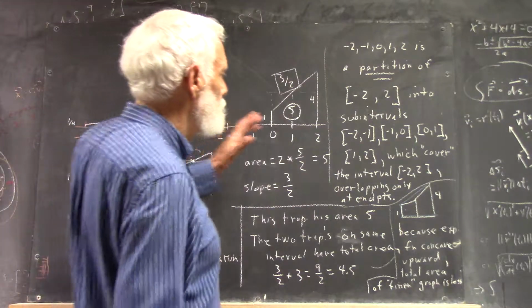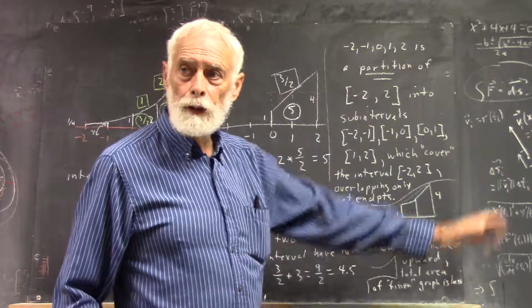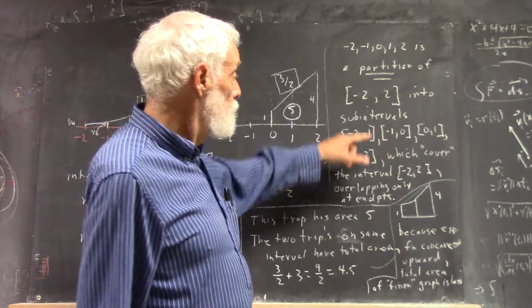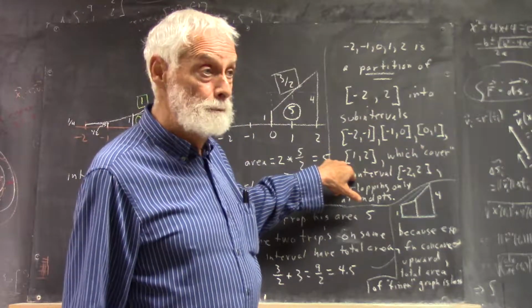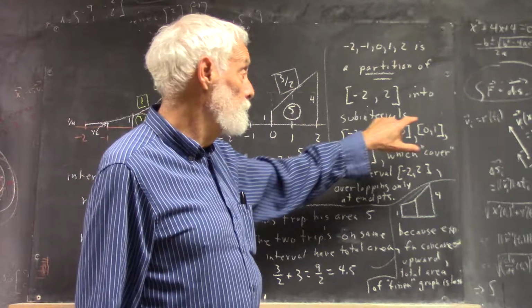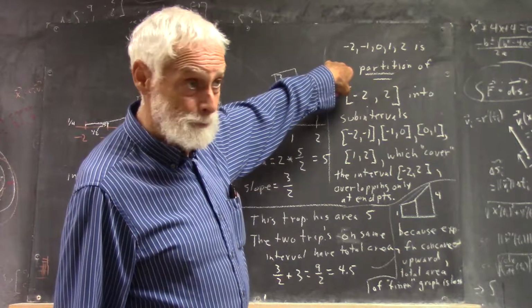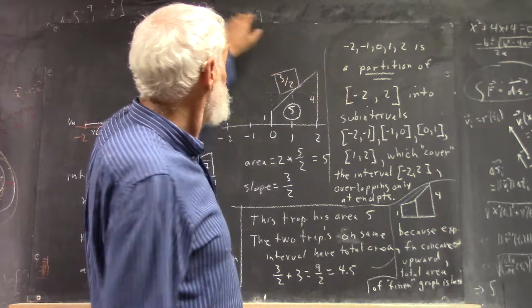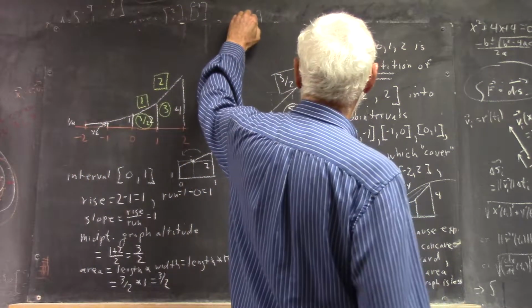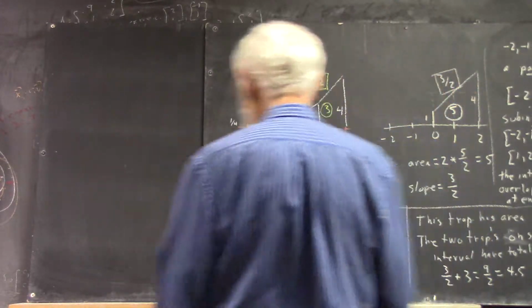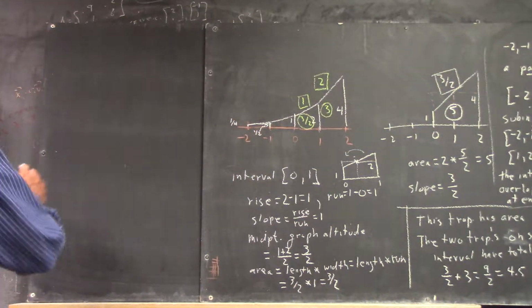So the sub-intervals have to include everything in the interval. You could say that this interval is the union of all these: this one, union with this one, union with this one, union with this one, equals this one. I'm actually going to write that down because that's really important notation.